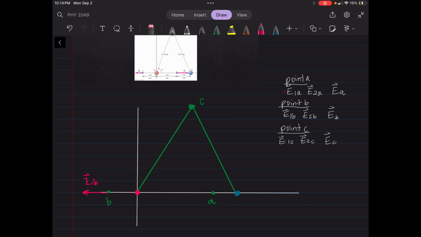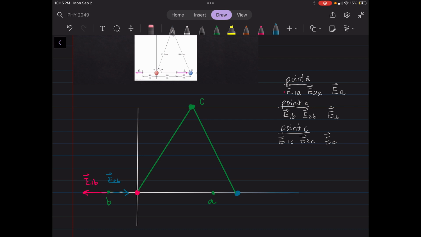Now what about our electric field at point B due to the negative point charge? Well, remember, electric fields always point toward negative point charges. So E2B is going to be pointing to the right. Now I'm not drawing it to scale, so the magnitudes could be different, but the directions are opposite for sure.